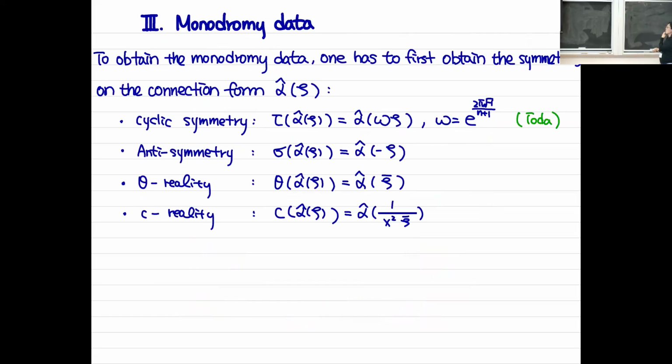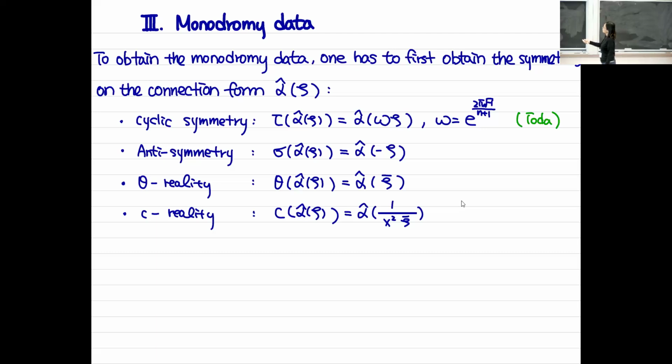So to get the corresponding monodromy data for our particular system, the tt* Toda equation, we have to use those symmetries that we saw earlier. Those symmetries on the equations can be translated into symmetries on the connection form. So these are the symmetries on the connection form.